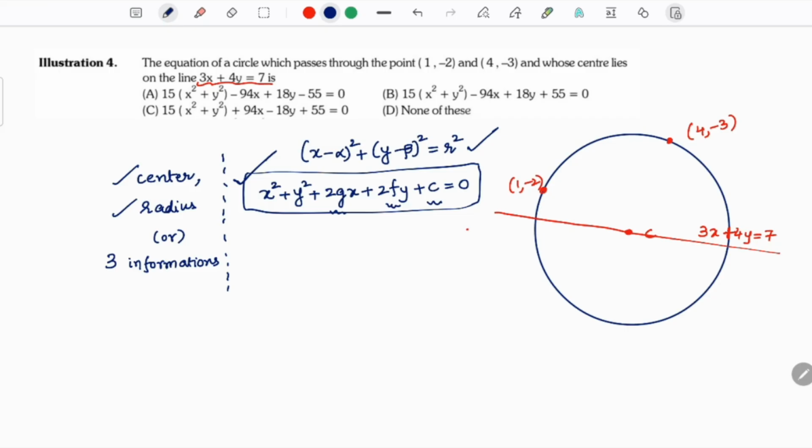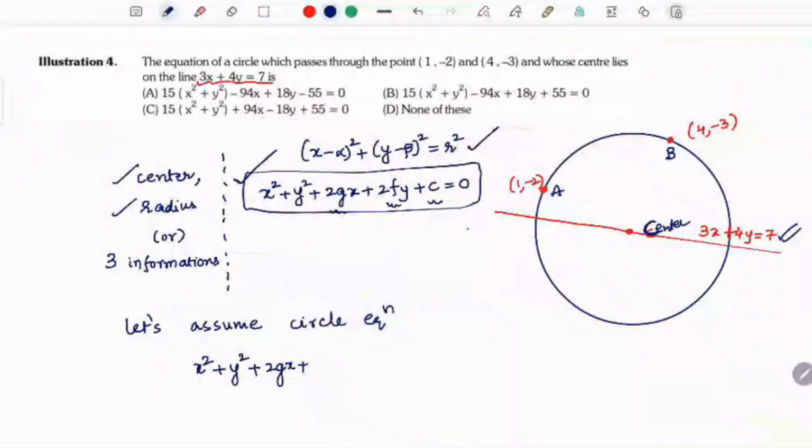Did they give three pieces of information? Yes. A circle passing through point A, that is one piece of information. Circle passing through point B, that is another. The center of the circle lies on this line, that is the third. Three pieces of information are given. How do we make equations? Let's assume the circle equation as x square plus y square plus 2gx plus 2fy plus c is equal to 0.